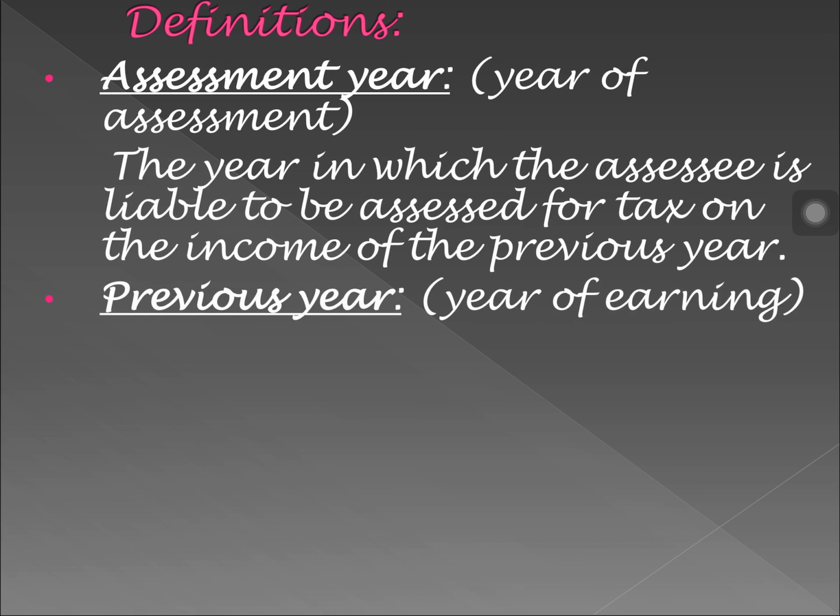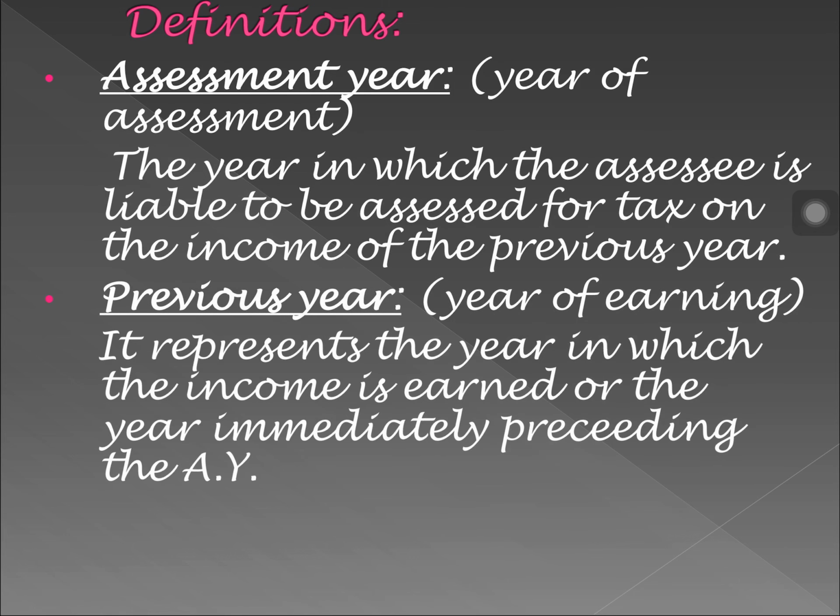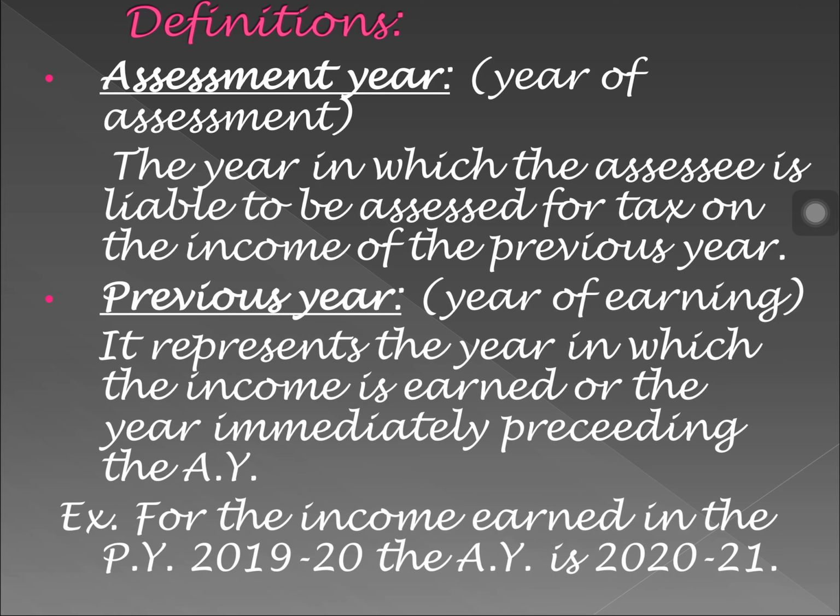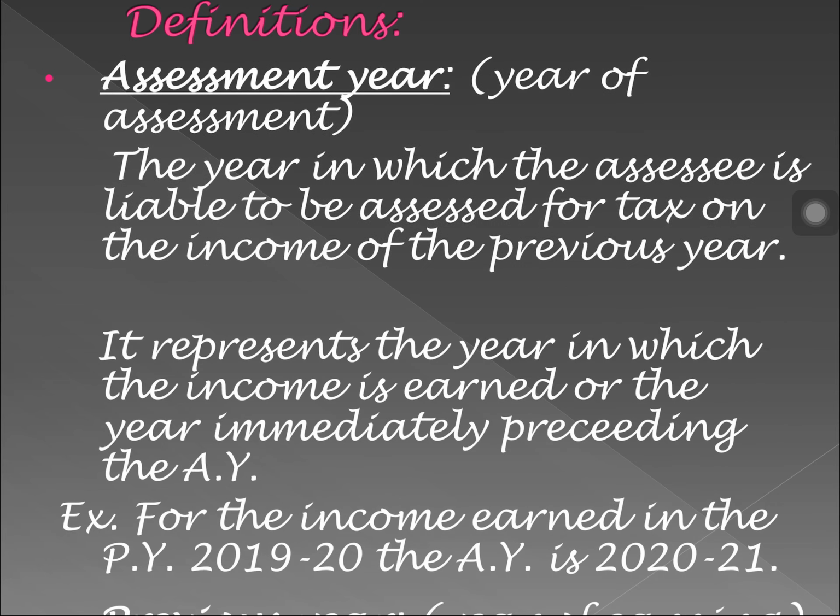Definition of assessment year and definition of previous year. What is assessment year and what is previous year I have already explained in the previous class. Assessment year is the year of assessment. Previous year is the year of earning. The year in which the assessee is liable to be assessed for tax on the income of the previous year. And previous year represents the year in which the income is earned, the year immediately preceding the assessment year. For the income earned in the previous year 2019-20, the assessment year is 2020-21.